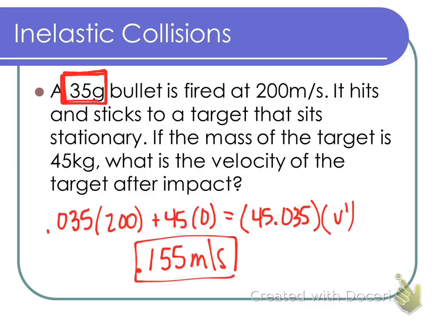Is that about what you had? Yes. Zero. Okay, so if we combine these, we should get like 7, right? And that would leave us with, here I just added our two masses, 45 plus 0.035 kilograms. I divided that over and I got about 0.155. Should that make sense that it's not going very fast? Yes.